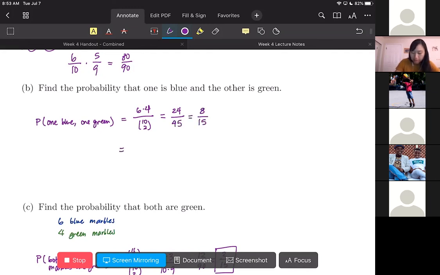Another way we could count this is we can first choose 1 blue marble, then 1 green marble, or we can first choose 1 green marble, then 1 blue marble, and then we could choose from 10 marbles first, and then 9 marbles second. And this again gives us the same answer. It's just whether we count the ordering or not. So this gives us 48 over 90, which is the same as 24 over 45.